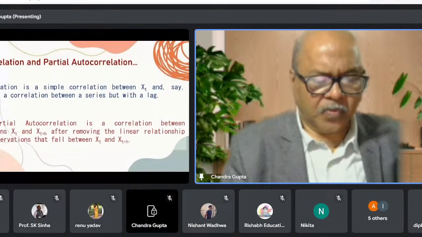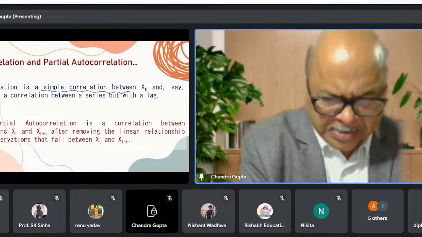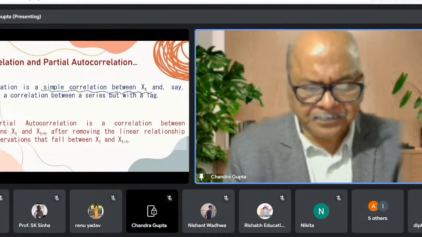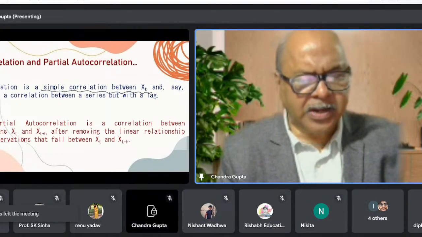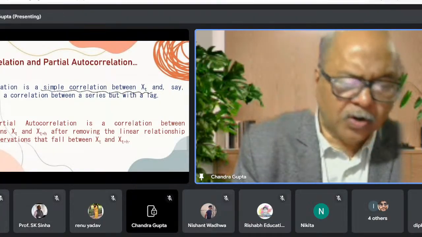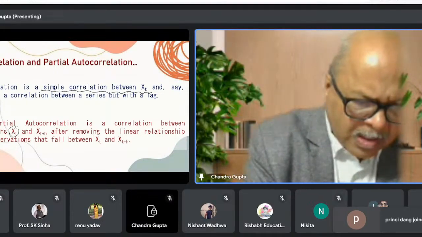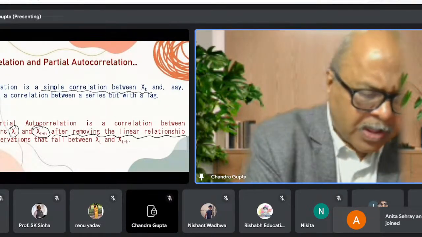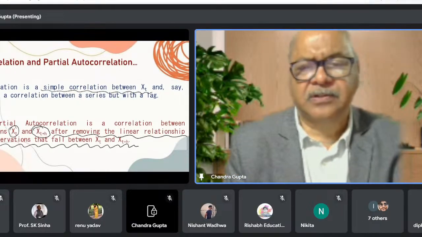Autocorrelation is a simple correlation between xt and xt plus h. So I'm not caring what is in between t and t plus h. I don't care for it. But in case of partial autocorrelation, it's a correlation between observation xt and xt plus h after removing the linear relationship of all observations that fall between xt and xt plus h.